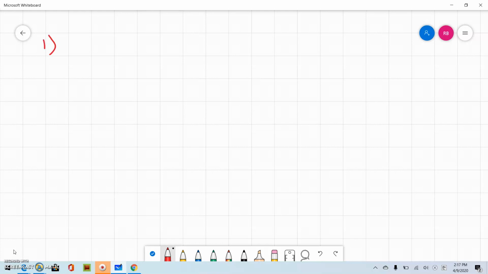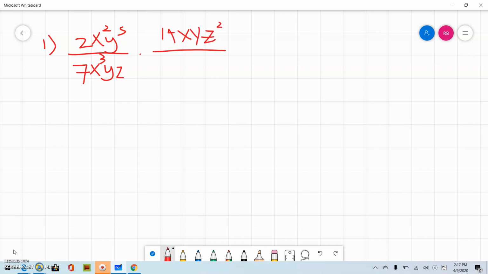So number 1 is 2x squared y to the 5th power over 7x cubed yz times 14xyz squared over 18x^4 y. When you multiply, obviously you just multiply across, but to make things easier, we're going to cancel things out before we start multiplying.